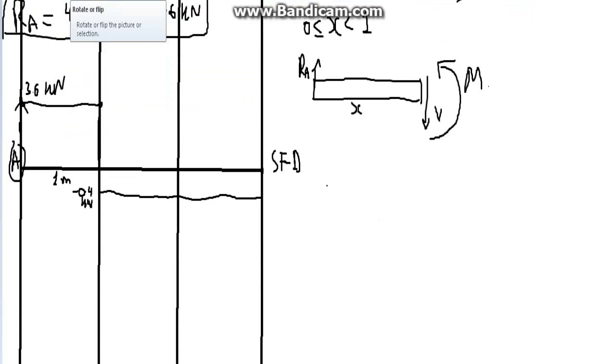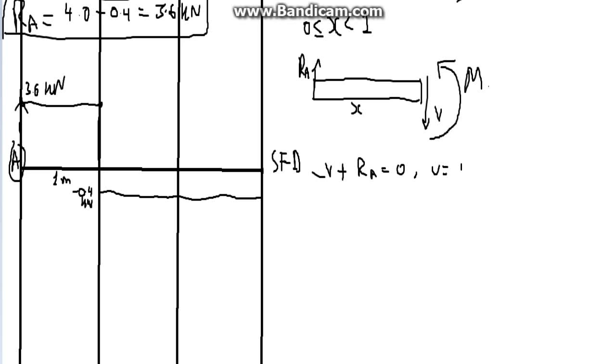Now, let's just simply work out the formulas. This is negative V plus, remember, this is the same as the sum of forces in the y direction equals 0. Negative V plus RA equals 0, where V equals RA.